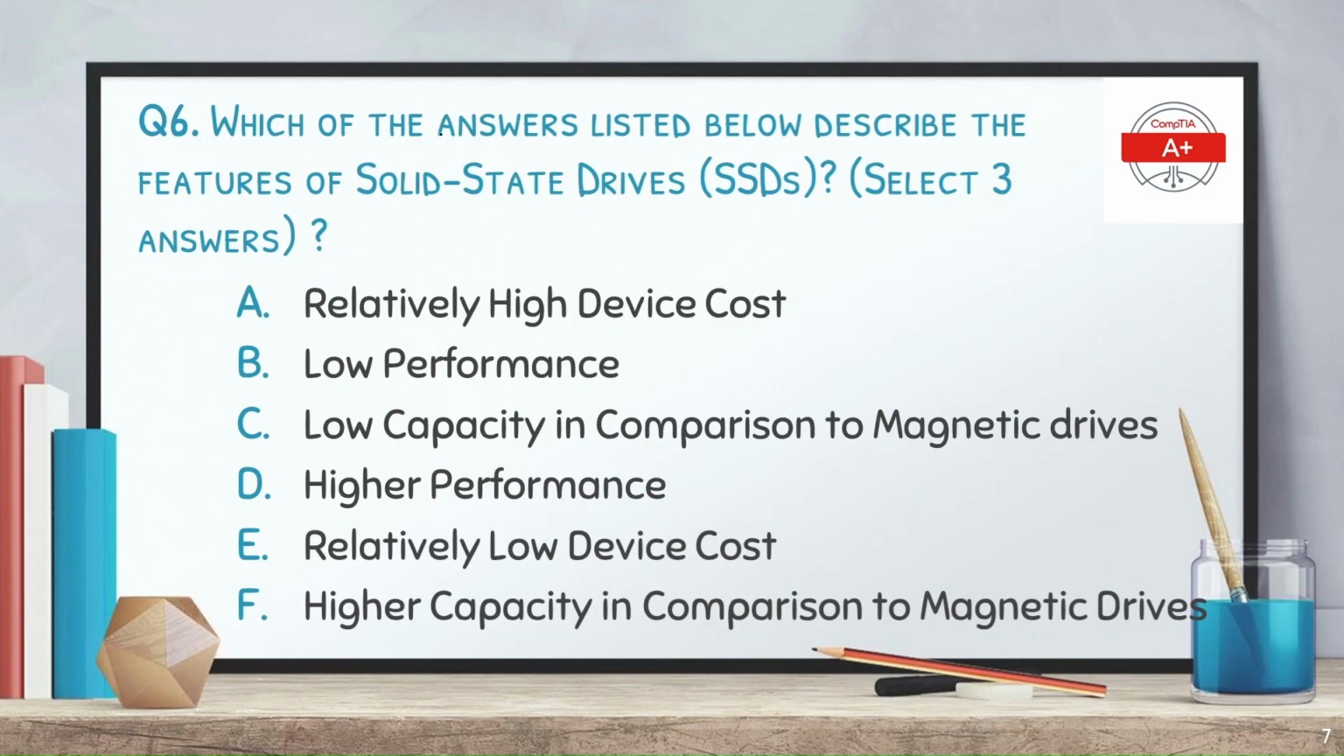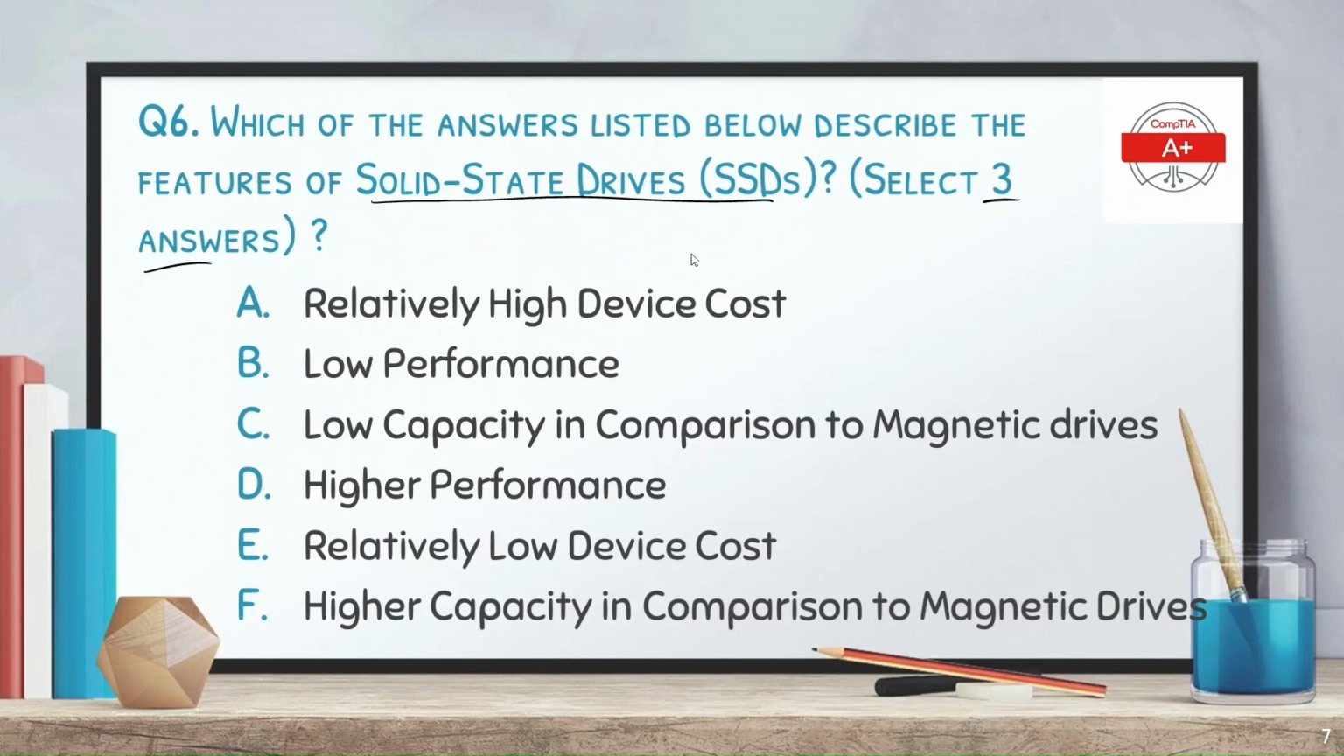Question number 6 is, which of the answers listed below describe the features of solid state drive or SSD? Again, we have to select three answers, and the options are: A, relatively high device cost; B, low performance; C, low capacity in comparison to magnetic drives; D, high performance; E, relatively low device cost; and F, high capacity in comparison to magnetic devices.